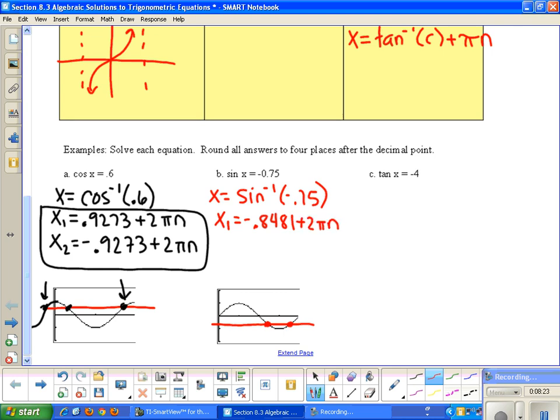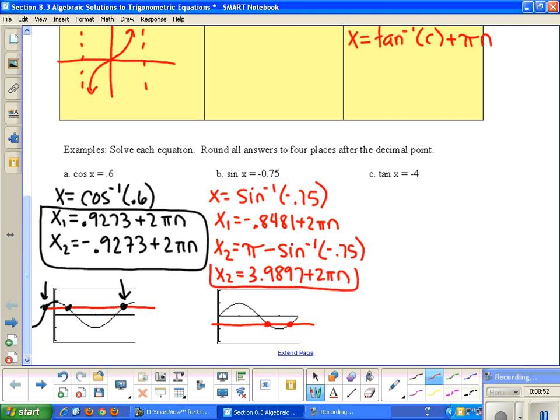And then for my second solution, remember we talked about that pi minus our answer gives us the second solution. So now x2 would be equal to pi minus the sine inverse of negative 0.75. And on my calculator, I would actually type that in. And when I do, I get x2 is equal to 3.9897 plus 2 pi n. So these would be my two solutions. And again, notice it's different from the inverse trig equations that we were solving, because those we were evaluating.